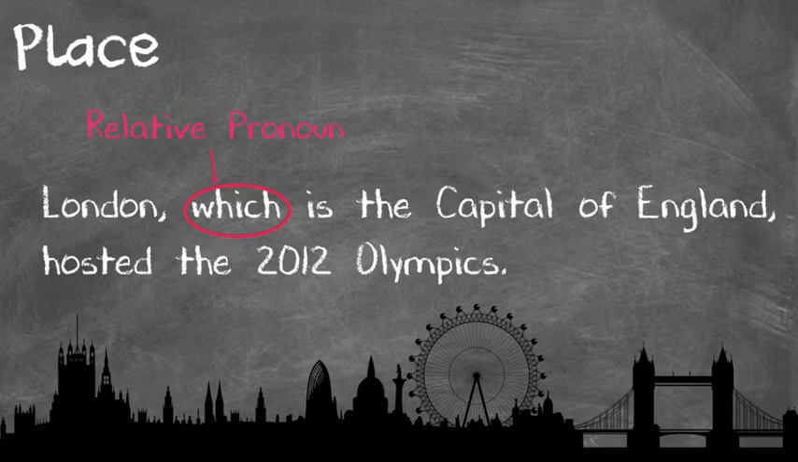So this sentence here is about place. London, which is the capital of England, hosted the 2012 Olympics. So obviously the place that we're talking about in this sentence is London, and the relative pronoun, so the beginning bit of the relative clause to add additional information, is which. If I removed the relative clause, which I should be able to do in a sentence, the sentence would say, London hosted the 2012 Olympics. That still makes sense on its own, but obviously the sentence is much better having the relative clause inside it. So the new sentence is, London, which is the capital of England, hosted the 2012 Olympics.